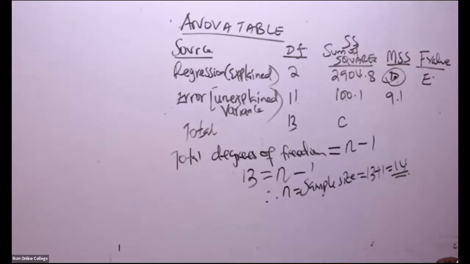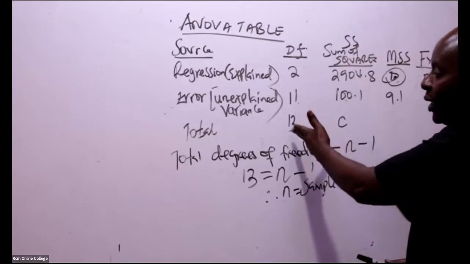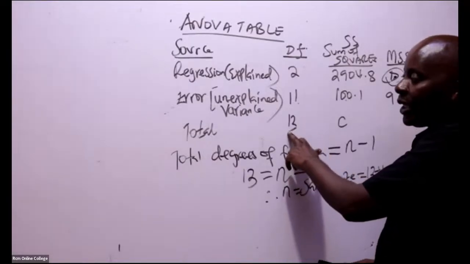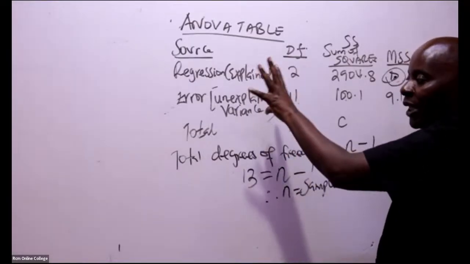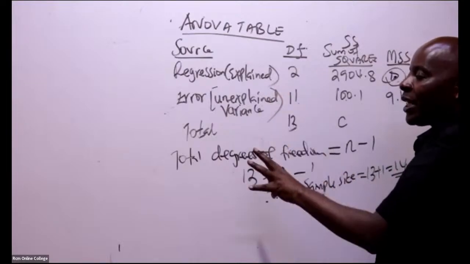So we must really be prepared, because nobody will give you these degrees of freedom at this level. At this level, they'll expect you to calculate. They'll give you the sample size. They'll joke around with you. They'll tell you the sample size is 14.